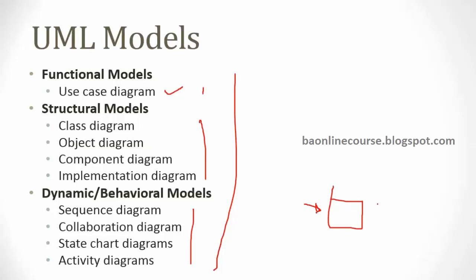Okay, so now these 9 diagrams are handled by different people, right? You would only contribute to the use cases. So this is where a BA contributes. The business analyst will create the use case diagrams. The rest of them are mostly done by the technical architect, the person who is designing the system.